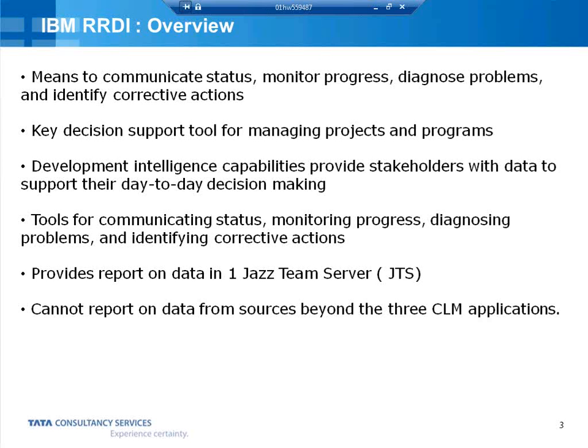Because there is a cost involved with Rational Insight, we need to know exactly what RRDI can do and under which circumstances I should select Rational Insight over RRDI. Basically, my RRDI can provide me reports for only one JAS team server. Let's say for a distributed environment where I have multiple JAS team servers, multiple DBs, and a different level of connection, RRDI will not be so helpful for me to get concatenated data.